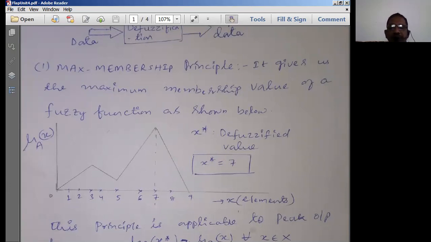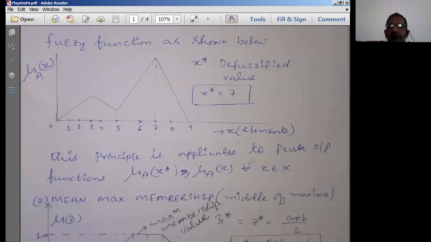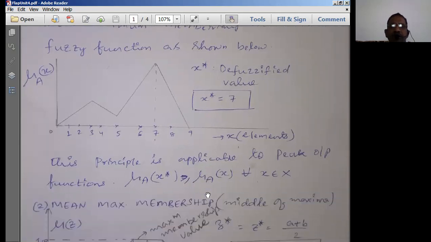So this is the representation we have for the maximum membership principle. Using the maximum membership principle, we simply got the crisp data from the fuzzy data. This entire data is fuzzy data, and from it we got a crisp data using the maximum membership function.